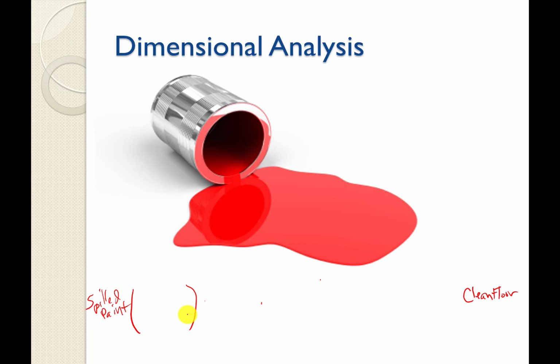First of all, I'm going to multiply this by a conversion factor. This conversion factor is paint thinner. And when we put paint thinner there, we get rid of spilled paint. Awesome, I just canceled out spilled paint. That was something I did not want, but look, I'm now left with paint thinner. Do I want paint thinner? No, I want a clean floor. That's my goal. Let's see what else I can do.